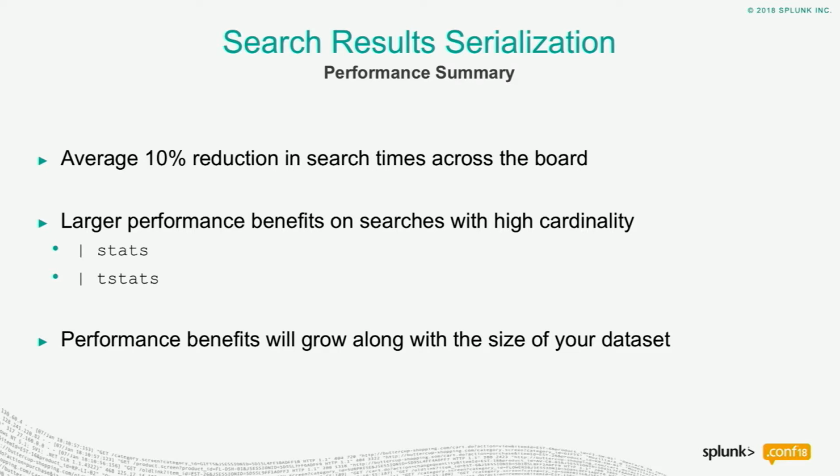So marketing has told me that I can promise around a 10% reduction in search times when using SRS. However, in searches that are high cardinality, such as the ones we did with stats and tstats, if you were so inclined, that number will grow much larger, since tstats and stats are able to do things in parallel. And as we've seen, your performance will actually grow along with the size of your data set. So the more data it needs to extract, the better it's going to perform over gzip.